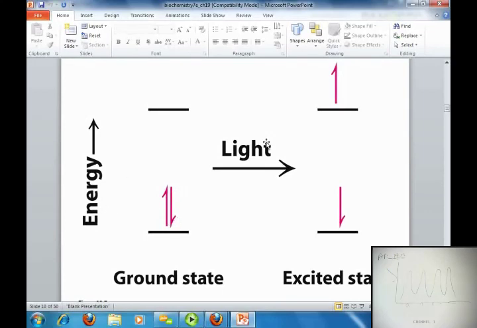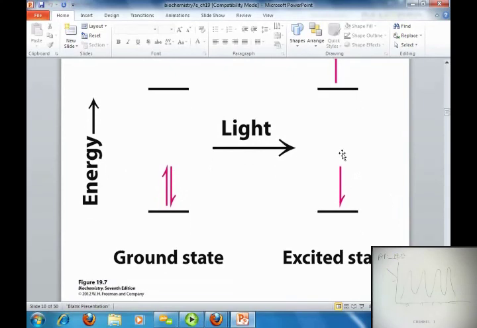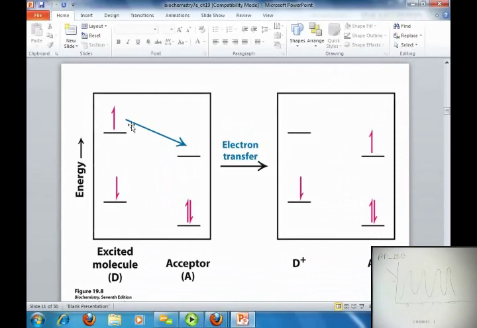But when the light energy excites it, what happens? After the excitement, it returns. You see, it returns. Either it returns here and releases heat, or electrons can transfer from here to here. Look, from here to here. Now you can see the excited molecule D and the acceptor molecule A. Because of the transfer, what happens? This one becomes positively charged and this one becomes negatively charged. Okay.